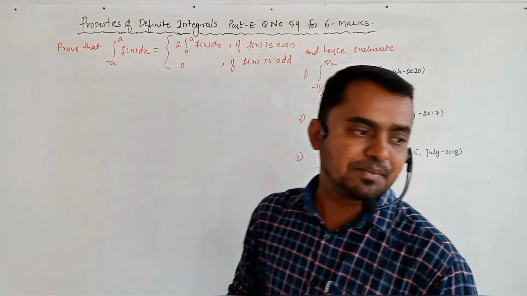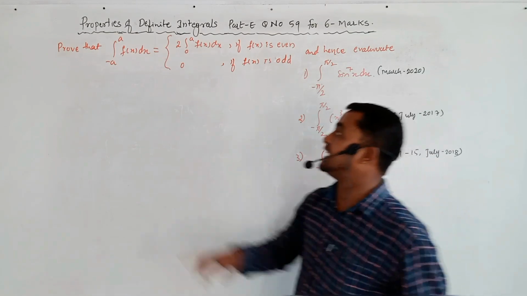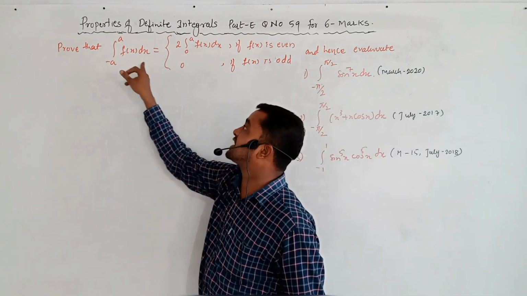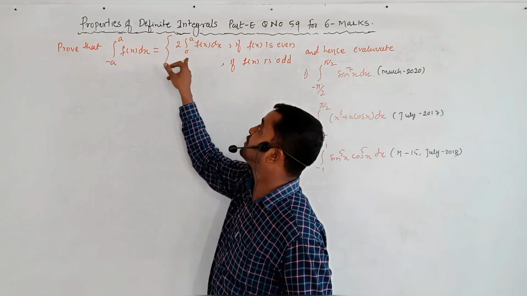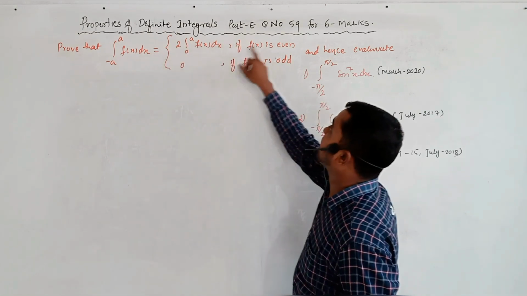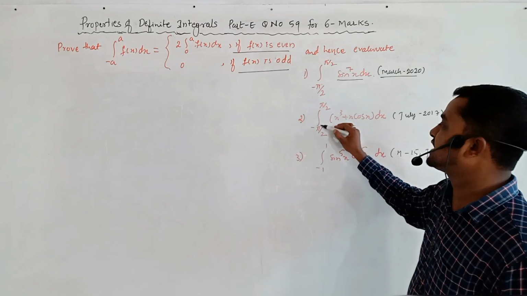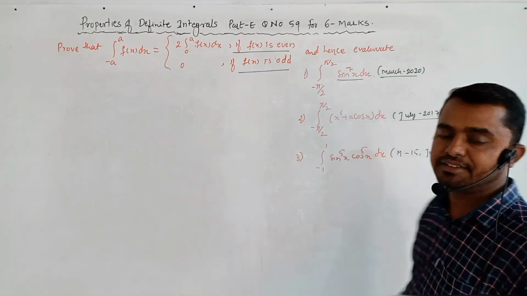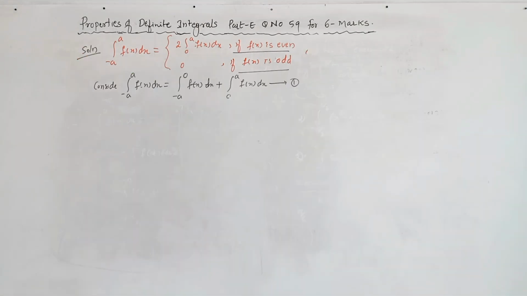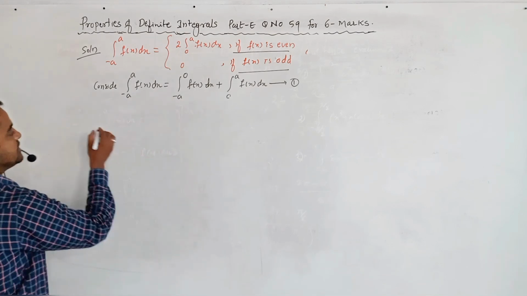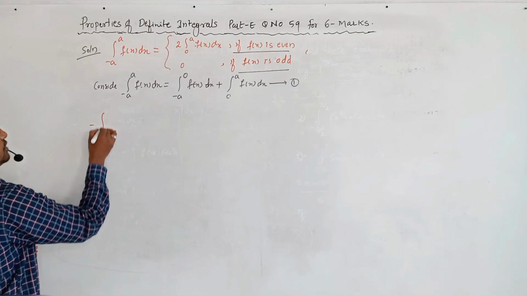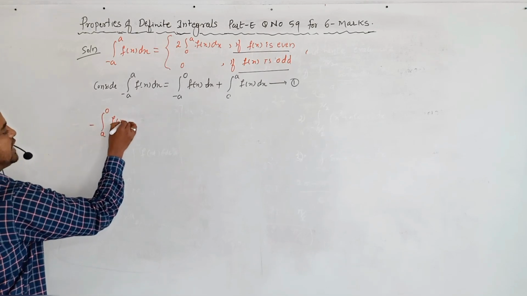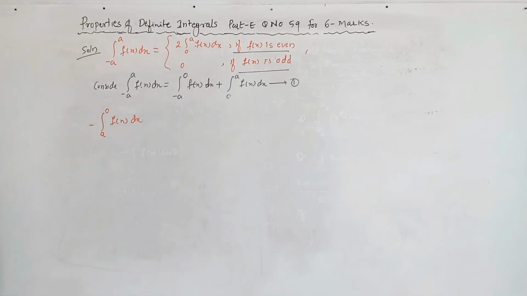So your next important property: prove that the integration of minus a to a f of x dx is equal to 2 into integral 0 to a f of x dx if f of x is even. Next, integral from minus a to 0 f of x dx. Here minus a to 0, we are considering this one.